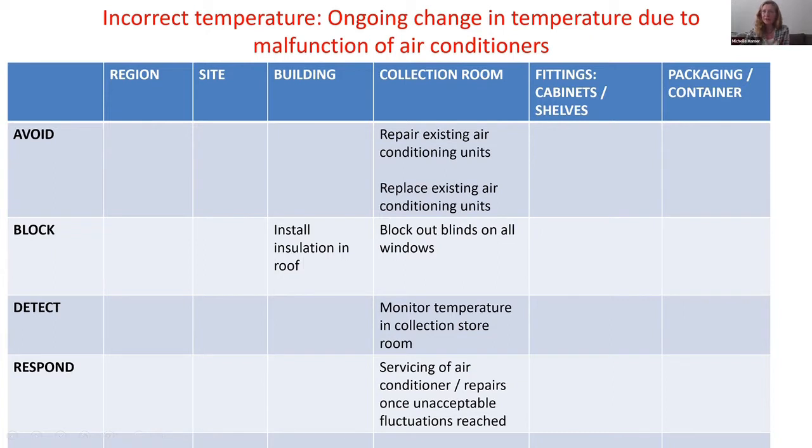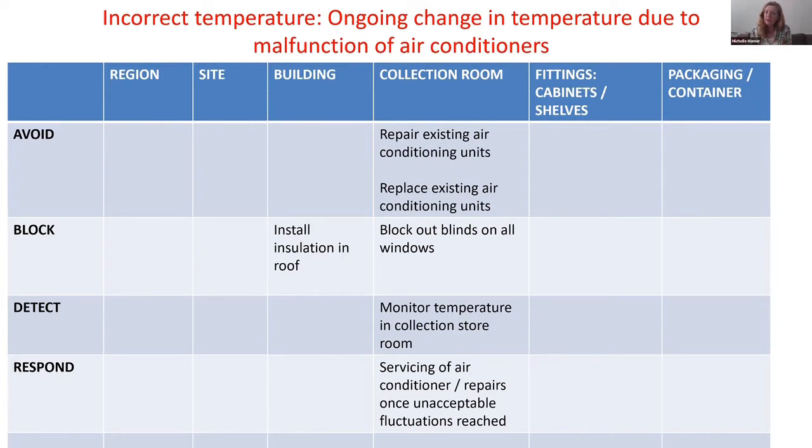You can repair those air conditioning units again and again and again, but maybe they're old, maybe the parts are no longer available. You can get new air conditioning units, so you just take out all those old ones and you put in new ones. You could install insulation in the roof of the building, so that would be blocking, that's putting a barrier between the heat and your collection. You could put blockout blinds on all the windows so you get no sunlight in, so that's also blocking, but it's at the level of your collection room.